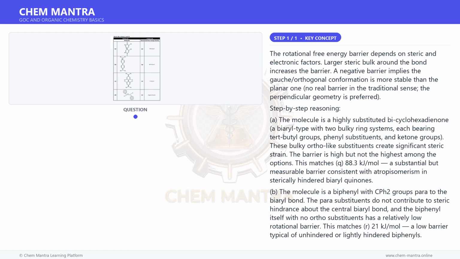The perpendicular conformation is the ground state and the planar one is the transition state, or there is no classical barrier. This matches S, negative barrier.